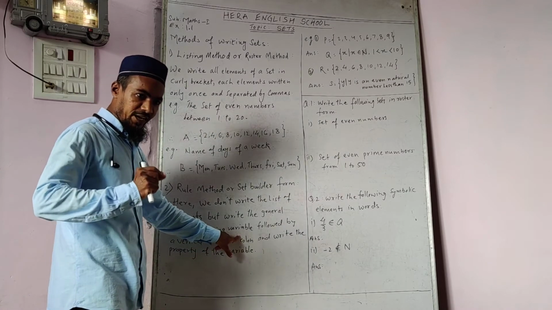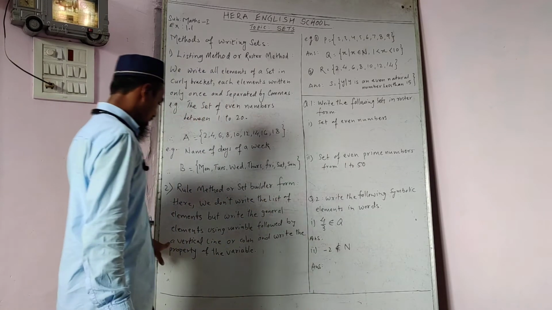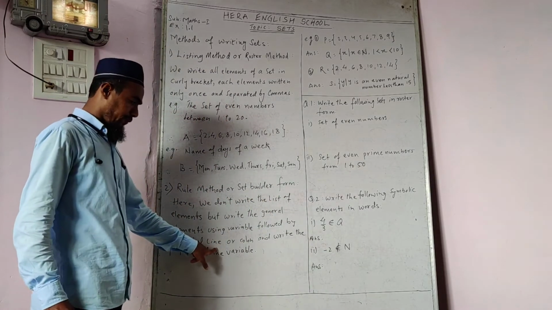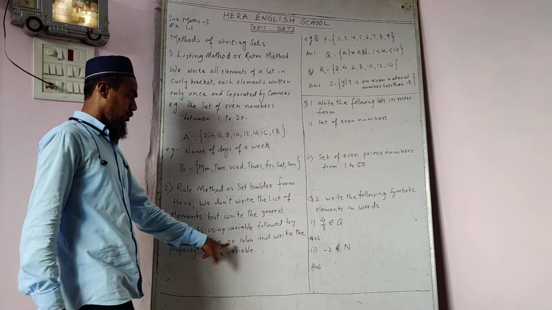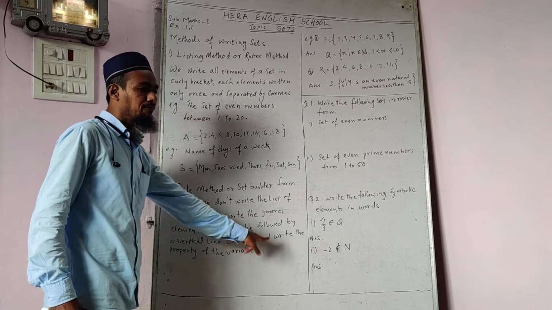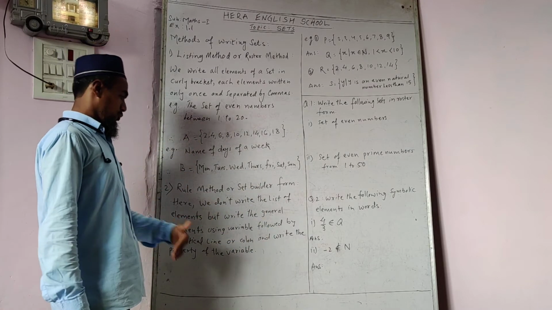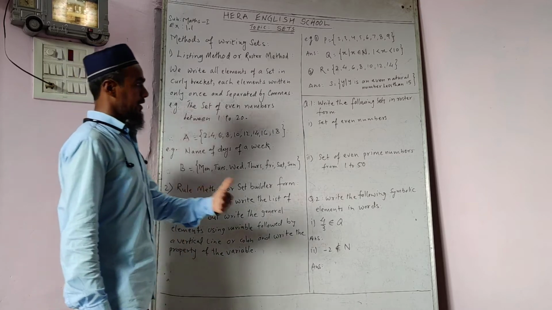We write only the general element using the variable, followed by a vertical line or colon, and write the property of the variable. We use a variable here. Now to make this definition clear, see the examples.